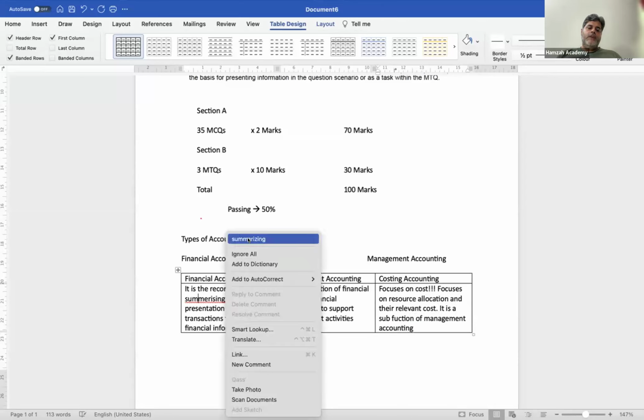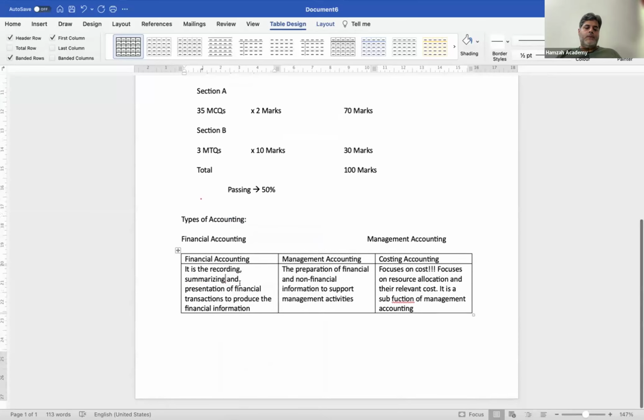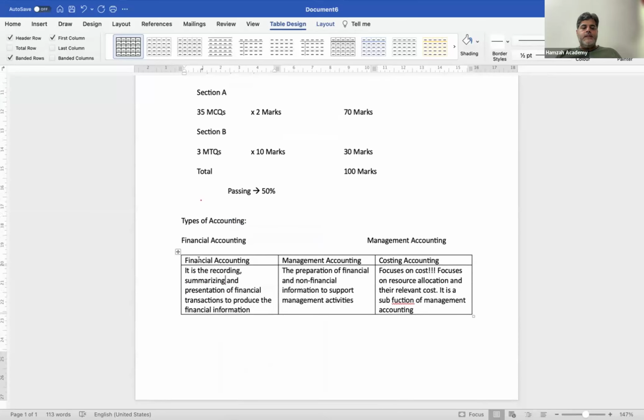So basically, we have two major categories. One is financial accounting, one is management accounting. Financial accounting is about the recording, summarizing, and presentation of financial transactions to produce financial information. Whereas management accounting is the preparation of financial and non-financial information to support management activities.